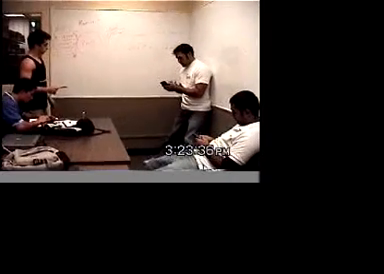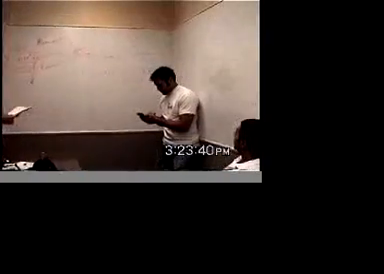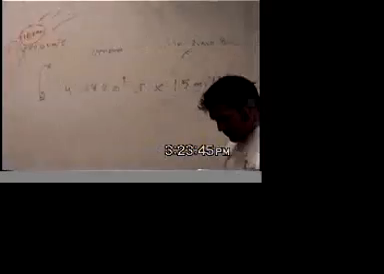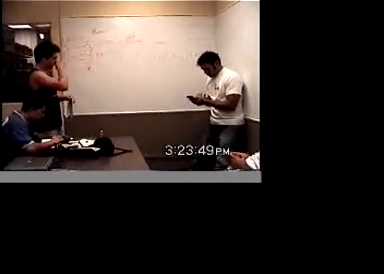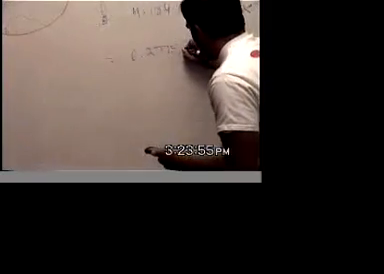4.184 times 10 to the 9, times 15 million, 1.5 times 10 to the 6. Good call, Sherman. So then you would take the 1.1 times... this equals 6.2775 times 10 to the 15th. Is that right? Is that what you guys got?